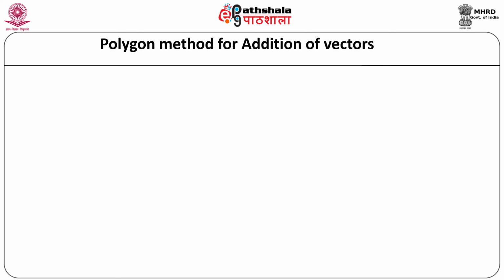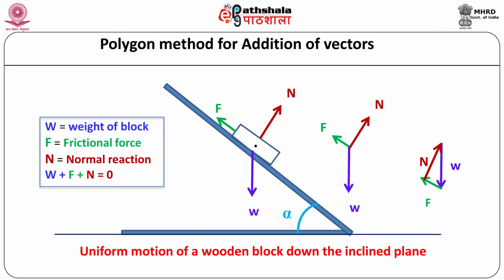Where do we come across addition of vectors in real life situations? Here is an example of uniform motion of a wooden block down the inclined plane. Note that the resultant of the three forces acting on the block is 0. Try to search for some more examples.